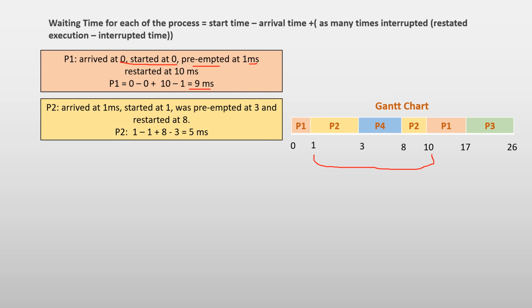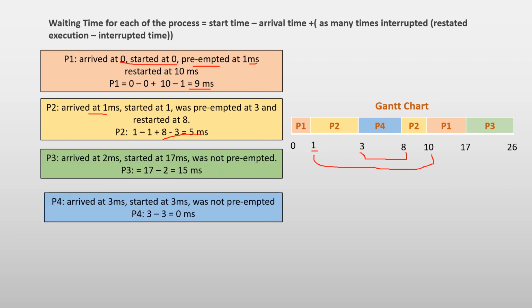For P2, it started at 1 millisecond. It arrived at 1 millisecond. So the time that it was waiting here was 0 milliseconds. But if you see, it waited for P4 to finish. So it started waiting from 3 till 8 milliseconds. So the total amount of time that it was waiting was 5 milliseconds.